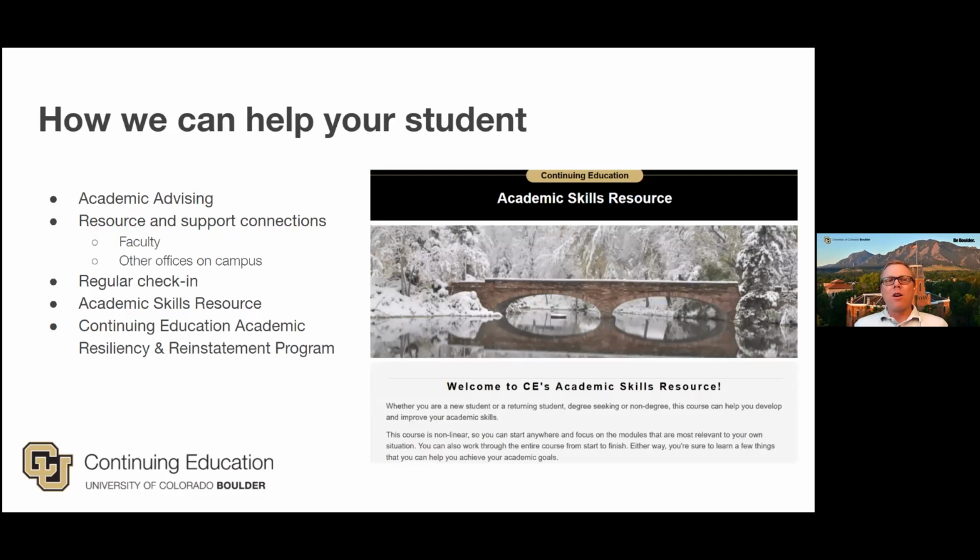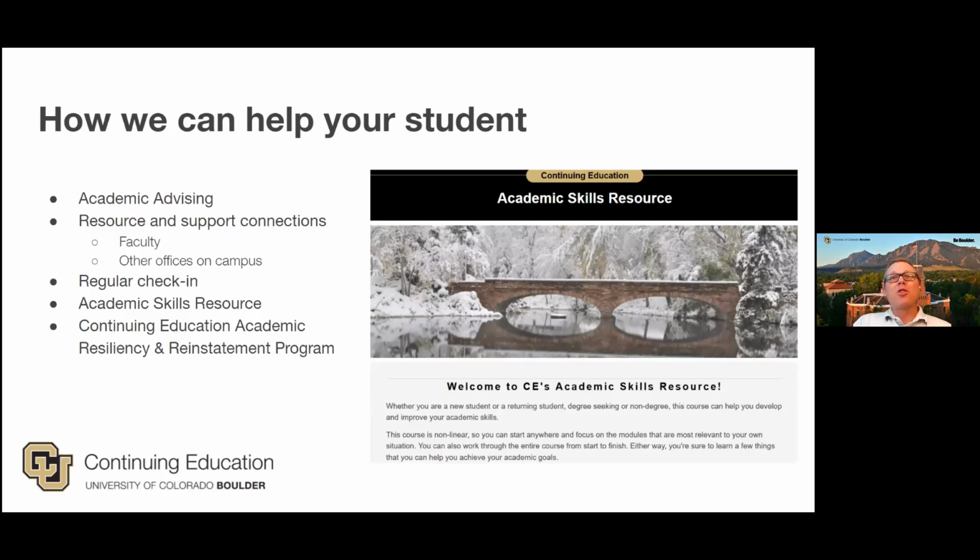So we got a few more resources for you. As Blazy mentioned, academic advising. We are supplemental academic advisors for your student. We can help connect them to resources and support on campus, including faculty. If your student is having a hard time communicating with a faculty member, sometimes we can be an intermediary a little bit and help them start that conversation, and then help them connect with other offices as well.